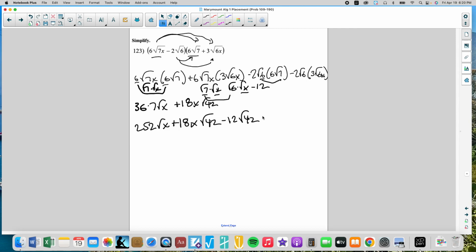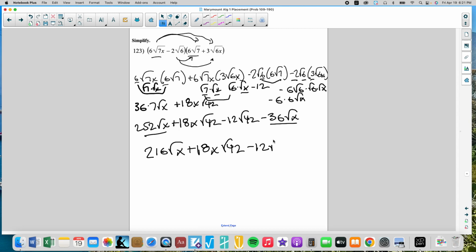And then we have negative 2 times 3 is negative 6. Rad 6 times rad 6 times rad x. So that's going to be minus 6 times 6 rad x, negative 36 rad x. Do we have any like terms? We have these like terms, so we're going to combine their coefficients. That's 216 rad x plus 18x rad 42 minus 12 rad 42.